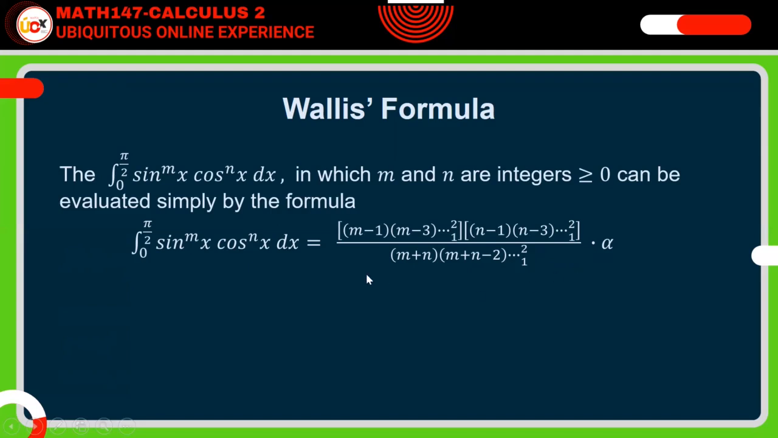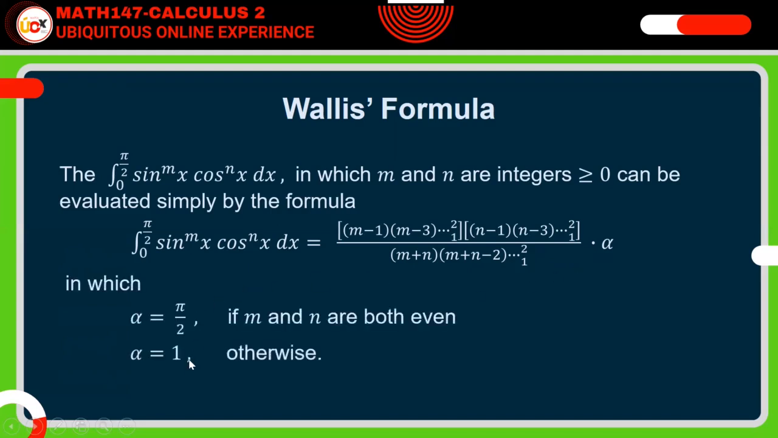Okay, now alpha may either be pi over 2 or 1. Alpha is pi over 2 if both m and n are even, and alpha is equal to 1 otherwise.